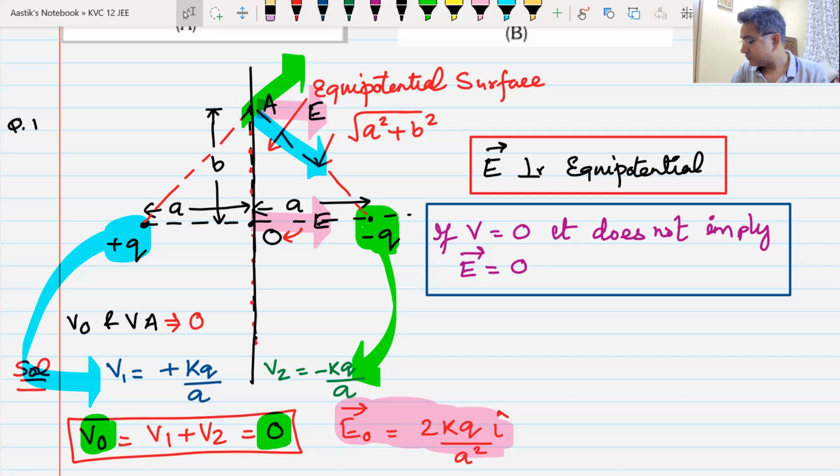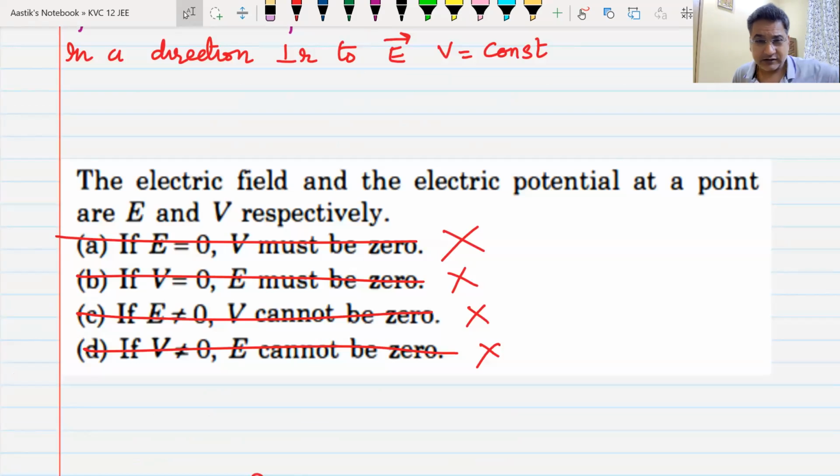And then we had seen some theoretical questions on electric field and electric potential. If electric field is zero, that means the potential can be zero, it may not be zero. If potential is zero, it means that electric field may be zero, it may not be zero. But if electric field is zero, the potential must be constant. Do we remember all of those? Yes or no?